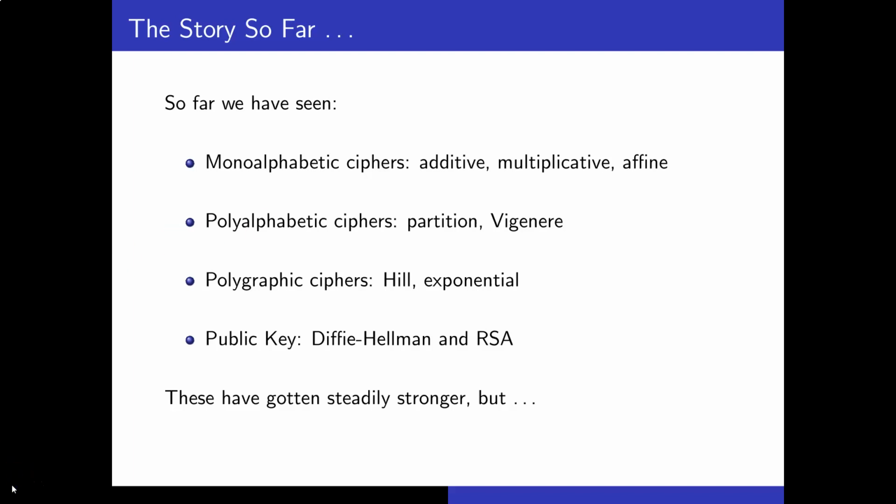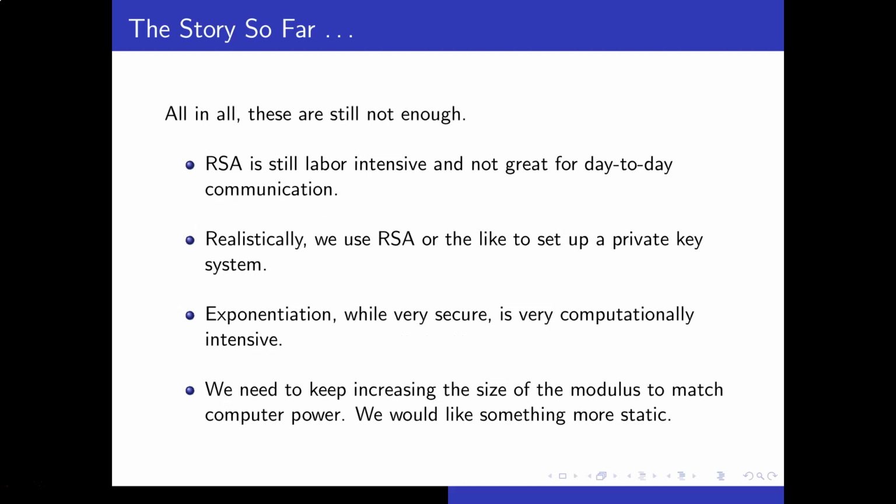From there, we went on to polygraphic ciphers, ciphers that encrypt blocks at a time. We saw the Hill cipher as a first example of a digraphic cipher using matrices, and while that was only a 2-block, you can make Hill ciphers that are larger. And then we saw the exponential cipher, which we then used to create public key crypto systems and Diffie-Hellman key exchange. So these have gotten steadily stronger as we went, but they're not enough, okay? While these have gotten stronger and stronger, they still have some shortcomings.